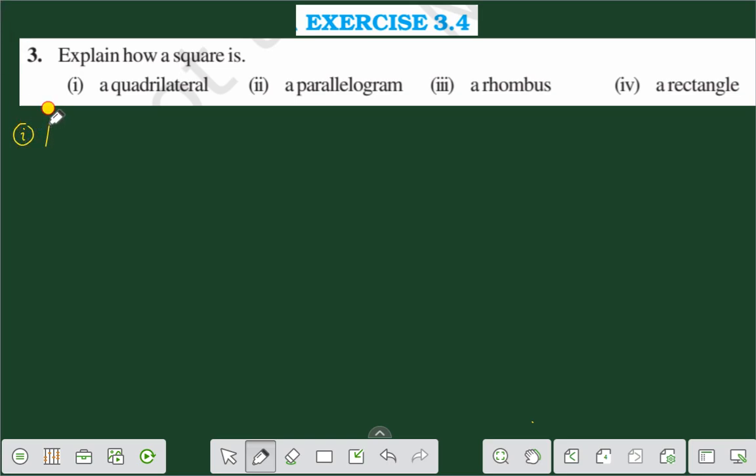A square is a quadrilateral since it has four sides.